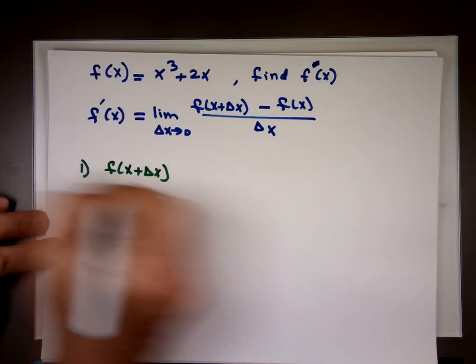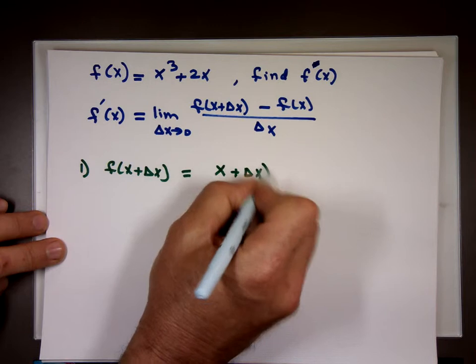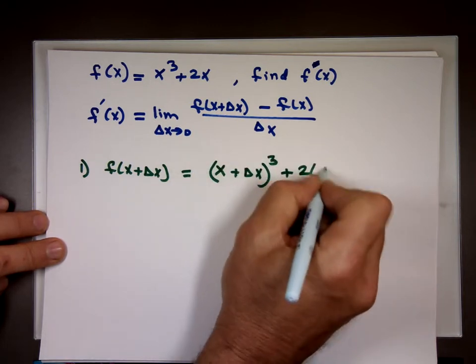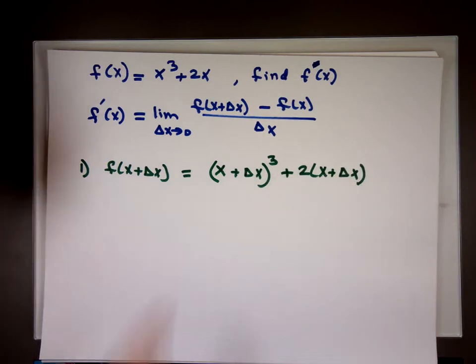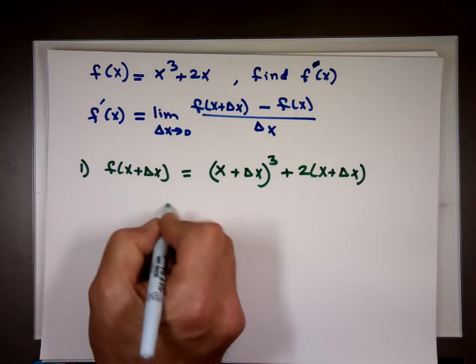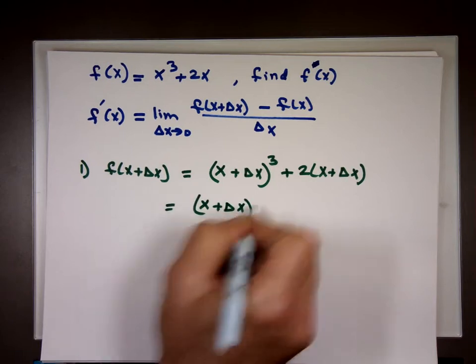That's the first step, because that's what? x plus delta x to what power? Cube, plus 2 times x plus delta x. And now I've got to find the answer to this. I've got to multiply it 3 times. I said it's not a pretty one. 3 times.